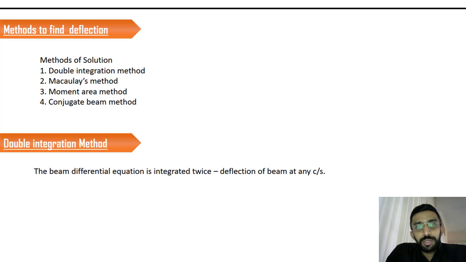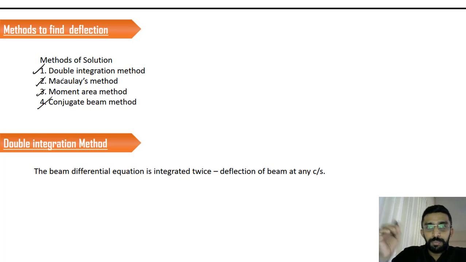So we learned about the moment curvature relationship. Now our aim is to find the value of deflection in a slab. There are different methods that have been developed to find the value of deflection in a slab. Some of the methods are listed here. One is the double integration method, second is the Macaulay method, third is the moment area method, and the conjugate beam method. So in this session we will discuss the double integration method.